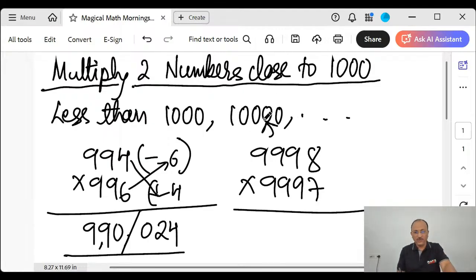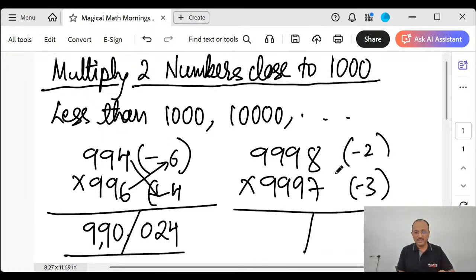Correct? First find out 9998 minus 10,000. That is, we have minus 2. This is minus 3. Correct? 9997 is differing 3 from 10,000. So the difference is minus 3. So what we do here, we'll take two parts. First part is this minus this. 9997 minus 2 is 9995. Or you can do this also. It will also give the same thing, 9995.